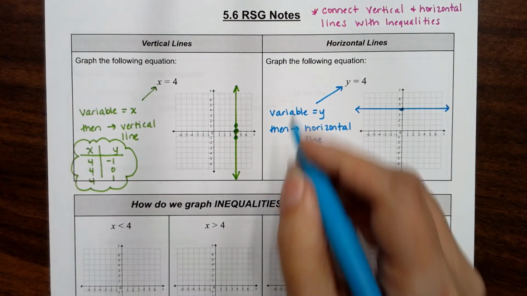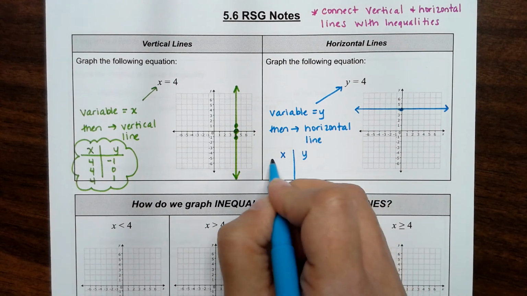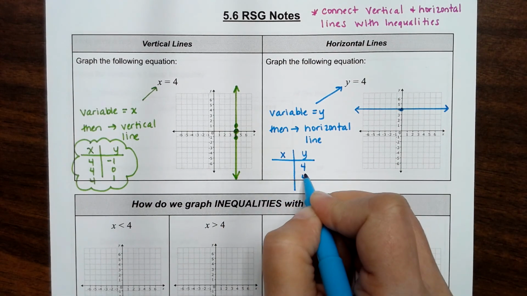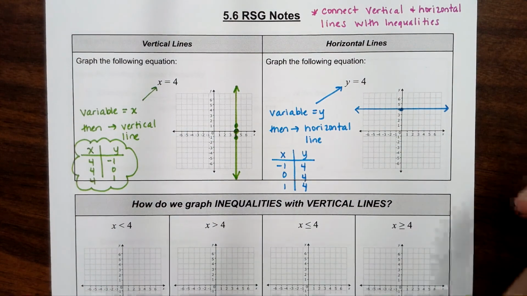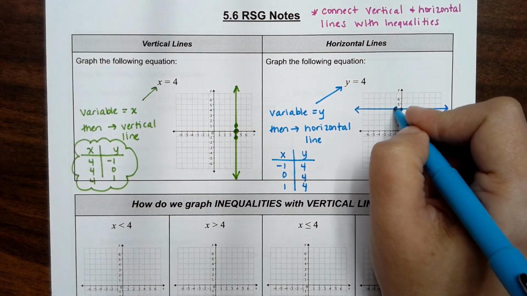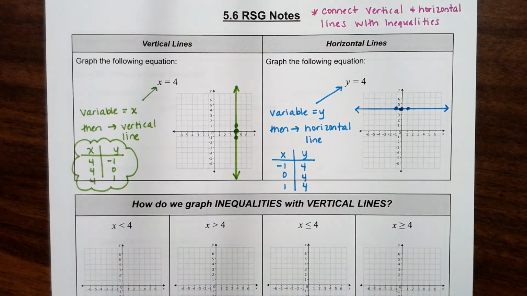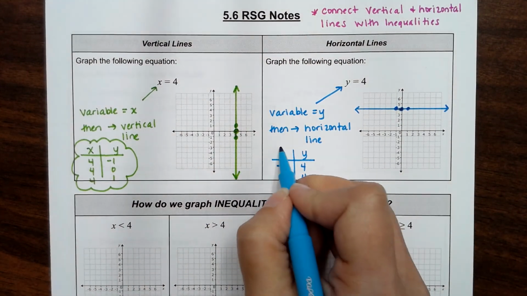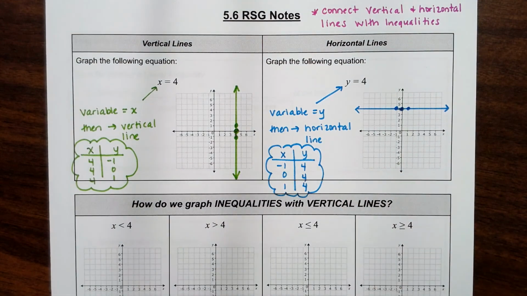The same thing with a horizontal line. As a backup plan, you could always make a table of values where all of the y values are 4 and all of the x values are -1, 0, and 1. So we would have this point, and this point, and by graphing those, you can visualize that this would be a horizontal line, as sort of option number 2 for figuring out these graphs.